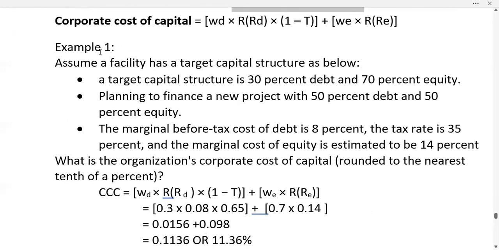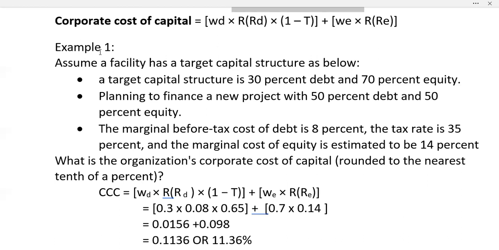In this example, we assume a facility has a target capital structure, as you see below, of 30% debt and 70% equity. The hospital is also planning to finance a new project with 50% debt and 50% equity. The marginal before tax cost of debt is 8%. The tax rate is 35%, and the marginal cost of equity is estimated to be 14%. What is the organization's corporate cost of capital, rounded to the nearest tenth of a percent?